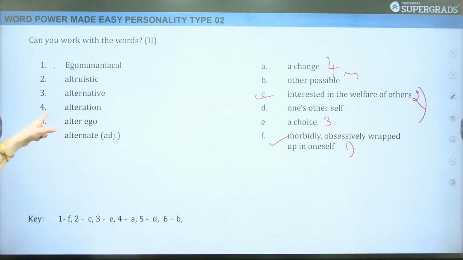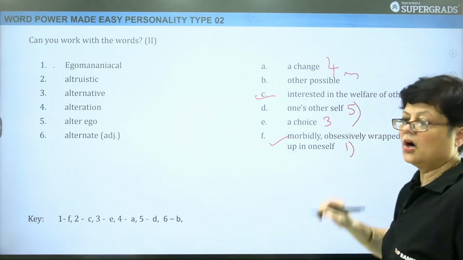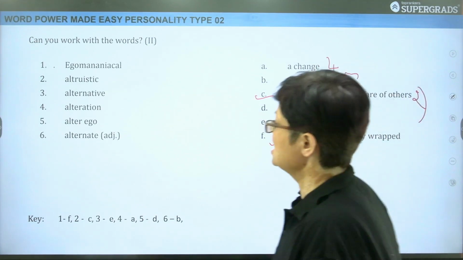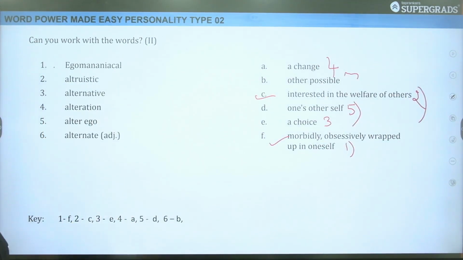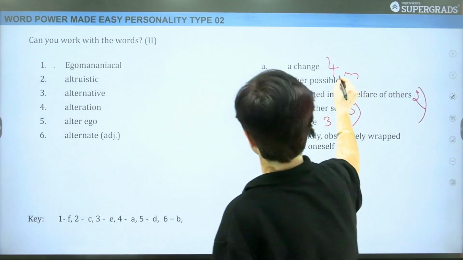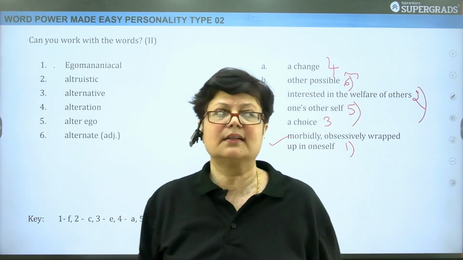Then comes your alter ego. Alter ego is one's another self. Alter ego, the one who is close to you, or in other words, he is your other self. Then comes your alternate, which is in the form of an adjective. So alternate is your other possible, this one, as I gave you the examples of the classes.